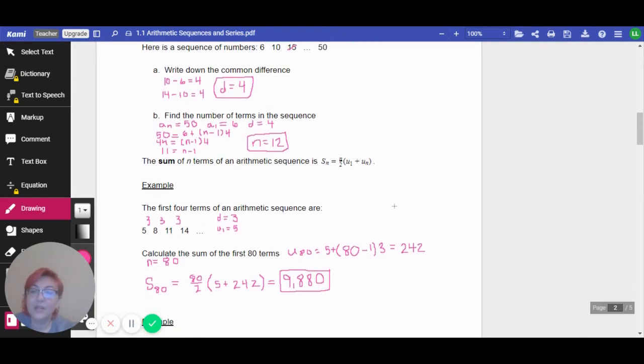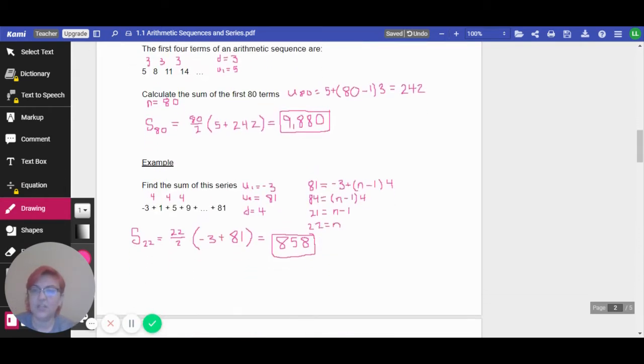All right, so the sum of n terms in an arithmetic sequence is S of n equals n divided by 2 times the sum of the first and last terms.